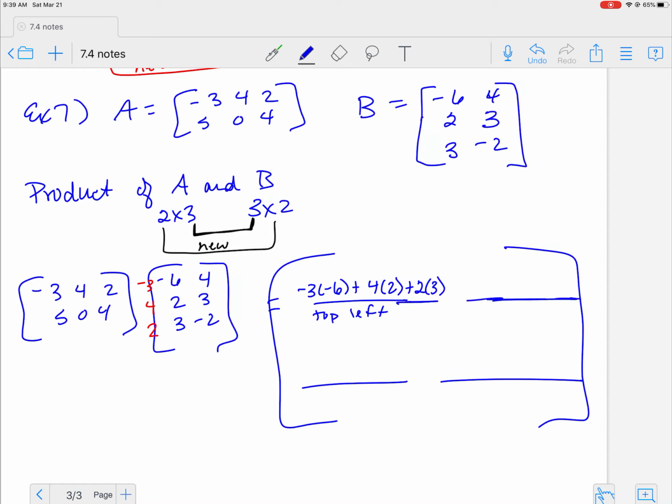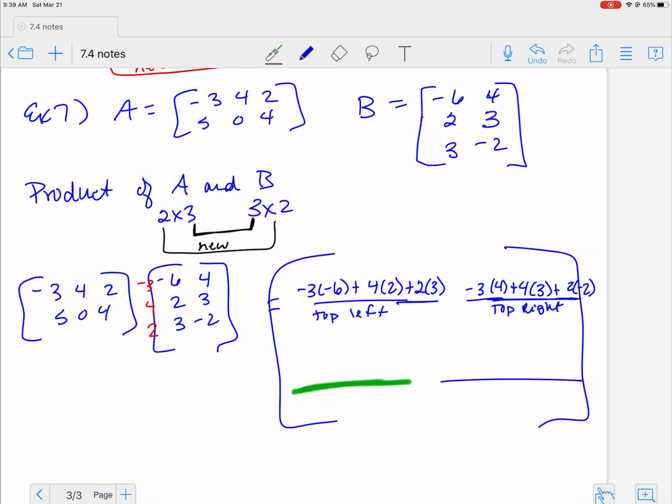Scoot that one over a little bit here. So there's my top left. Then, if I want to go for my next piece over here, this is the top right. So I'm going with the top again, but I'm going to multiply it by the right. Do you see what's happening here? -3 times 4 plus 4 times 3 plus 2 times -2. Every term in the top matches up with the term on the right one.